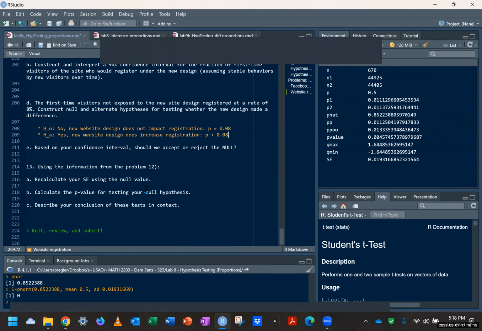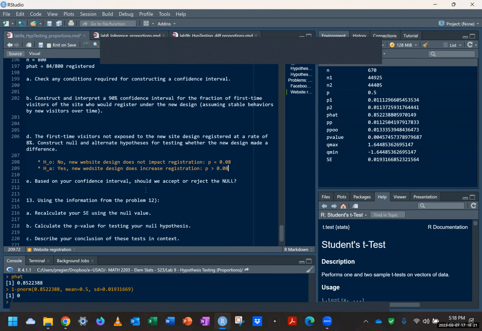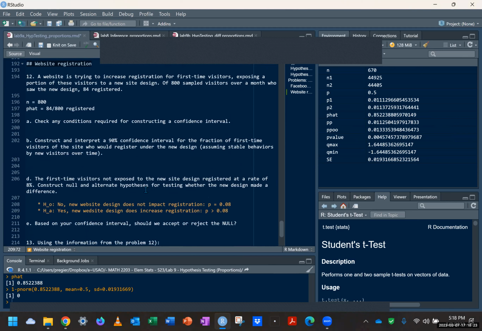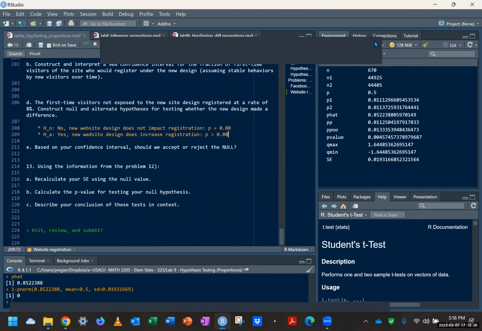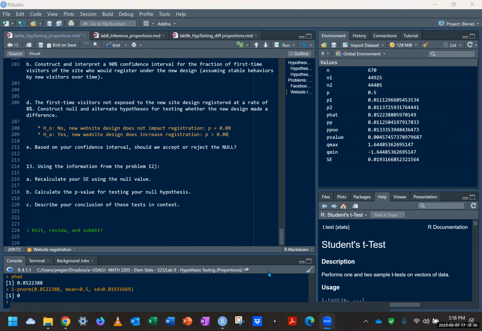There are also examples of these kinds of problems in the textbook. So do your best to answer these, and please come to class with questions. All right, good luck.